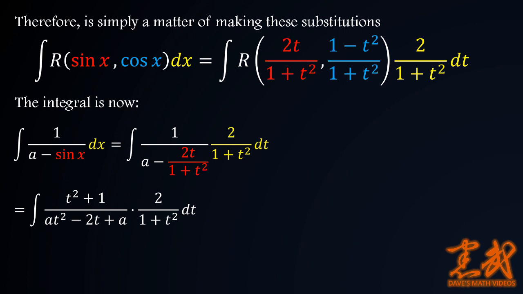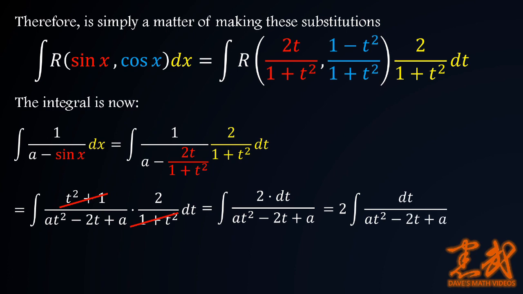If we multiply both sides of that first fraction by 1 plus t squared, we get the integral of t squared plus 1 over a t squared minus 2t plus a times 2 over 1 plus t squared, and we can cancel out the t squared plus 1. This leaves us eventually with 2 times the integral of 1 over a t squared minus 2t plus a with respect to t.